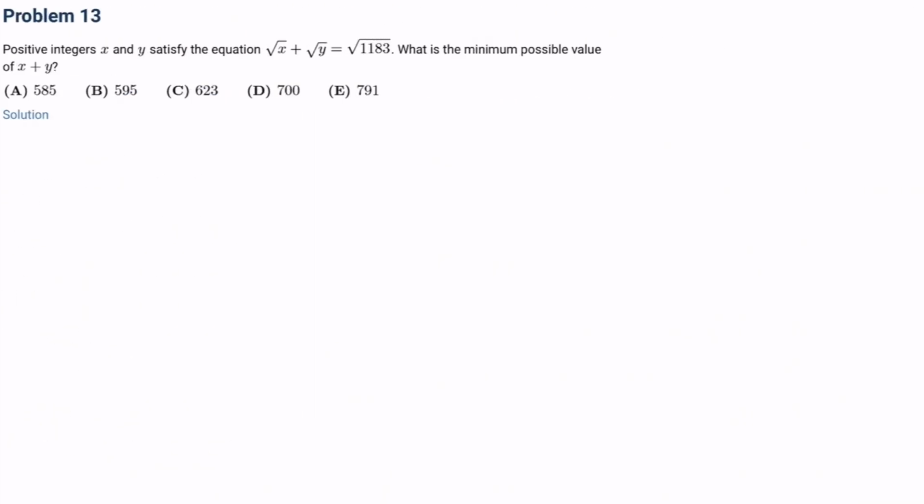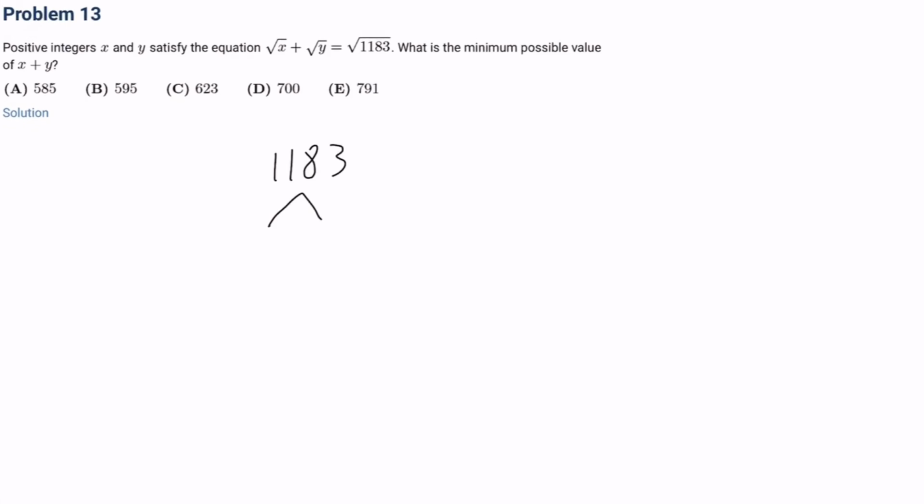Positive integers x and y satisfy the equation root x plus root y equals root 1183. What's the minimum possible value of x plus y? Okay, so first of all, we need to dissect 1183, and if you dissect hard enough, you get 7 and 169, and 169 is obviously 13 squared. So root 1183 is 13 root 7. And we want positive integers x and y to be like that.